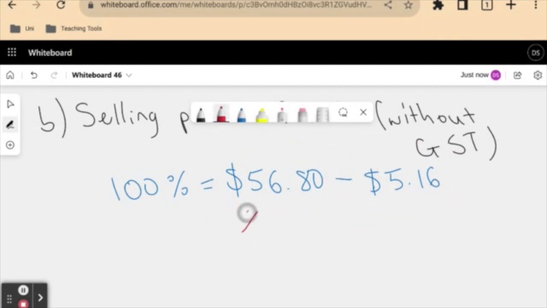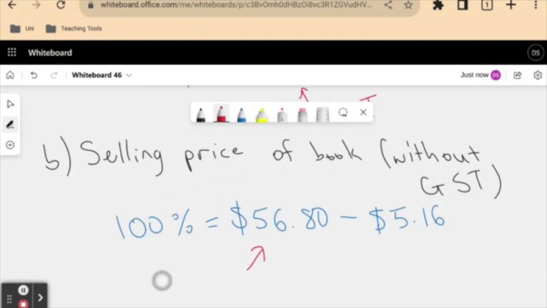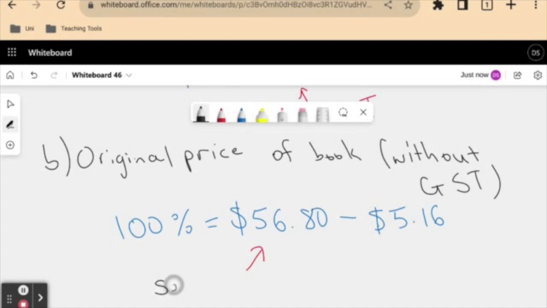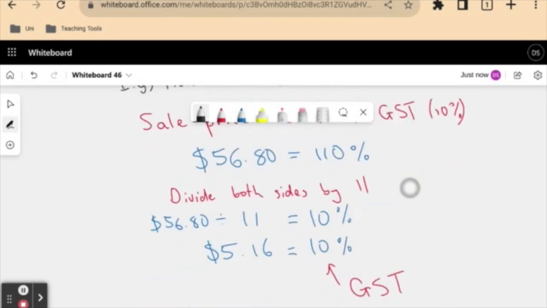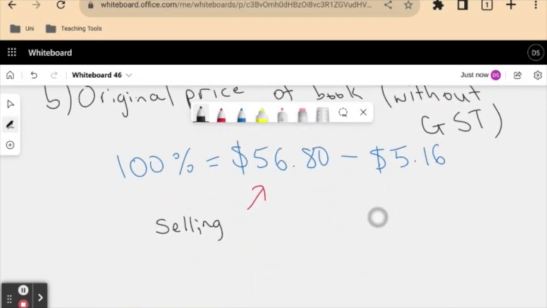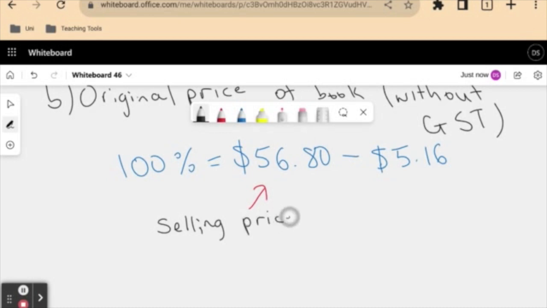So let me actually label that in here as well. Let me actually say this is the original price. This is the original price. And then this one here is our selling price, the actual price we see when we go into the shop, the price on this label that I've drawn here, which is $56.80. And from that, we subtracted our GST.